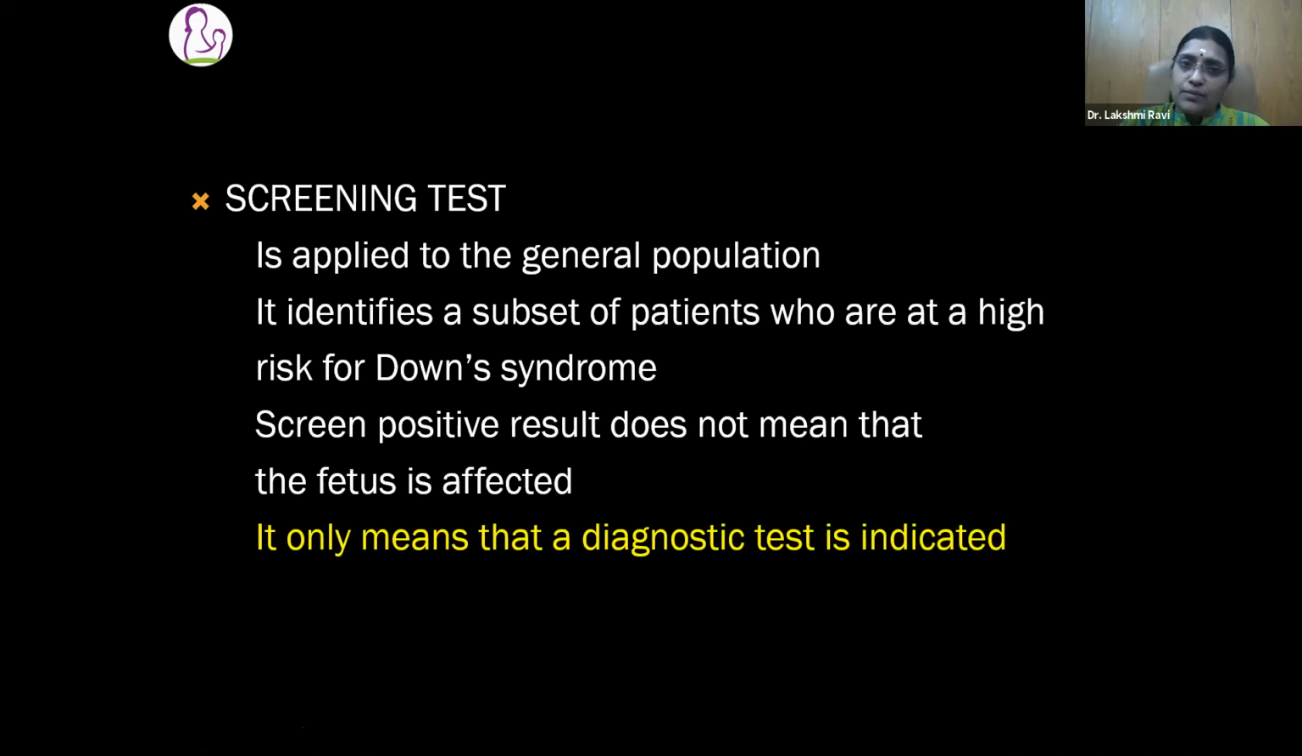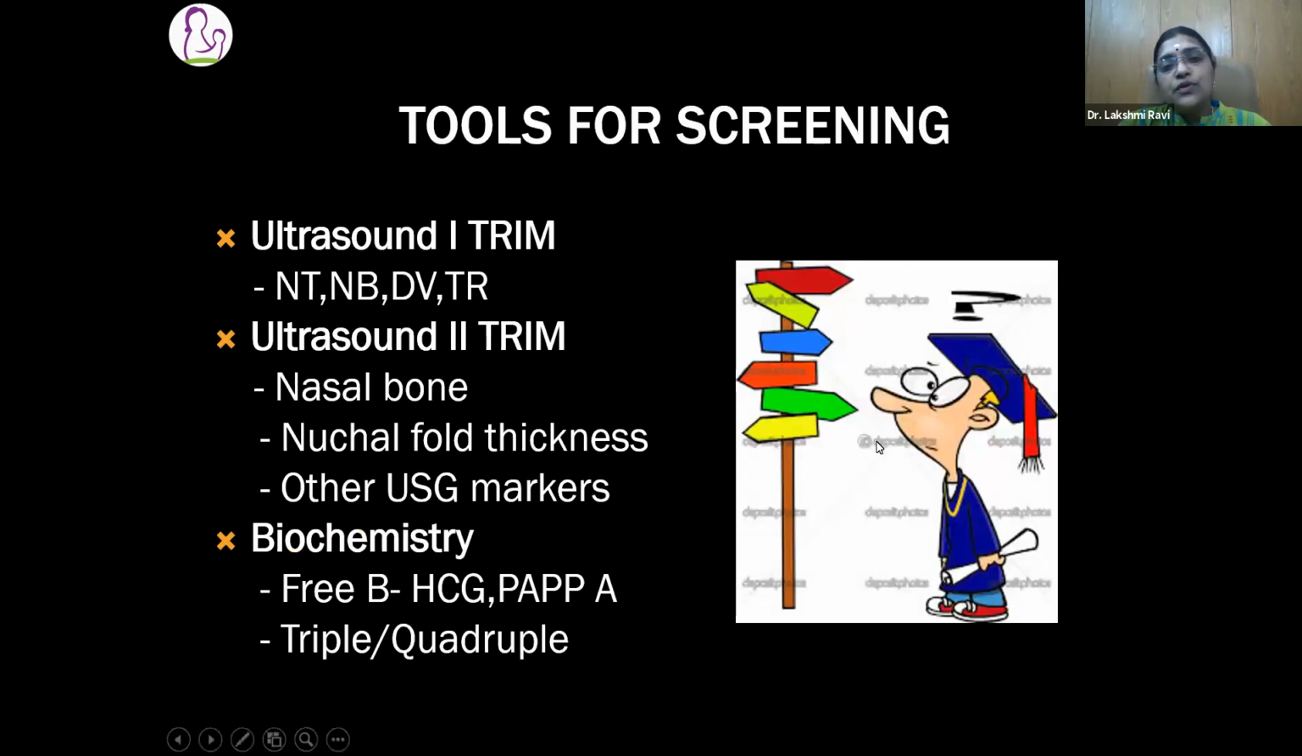This is very, very important when we try to do aneuploidy screening in the general population, because it is ideal that we make the parent, the woman, understand that what we are subjecting her to is only a screening test. The test results may come out as screen positive or screen negative. If she is screen positive, it only means that a diagnostic test is indicated, and it does not mean that her fetus is affected. So what are the tools for screening?